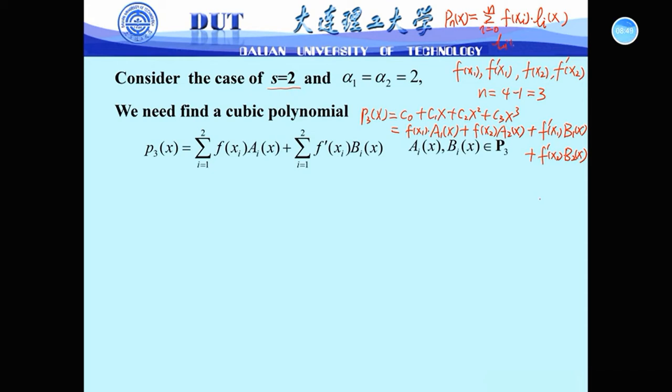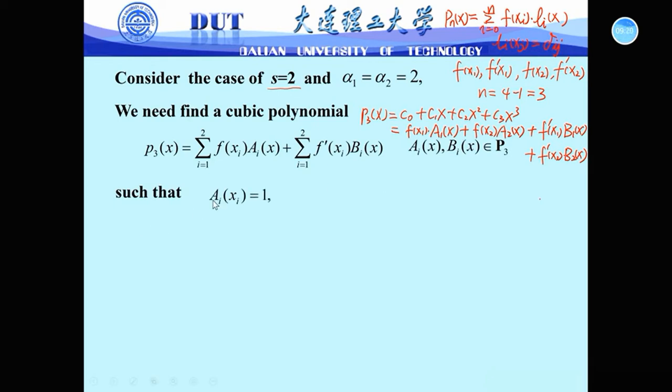Remember, li(xj) equals delta ij. That means when i equals j, delta ij is 1. Otherwise, delta ij is 0 when i is not j, right? So by these properties we can construct li(x). Similarly, here we need to consider the properties for the basis, right?